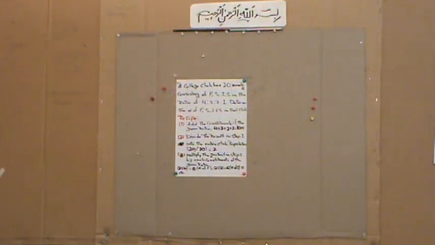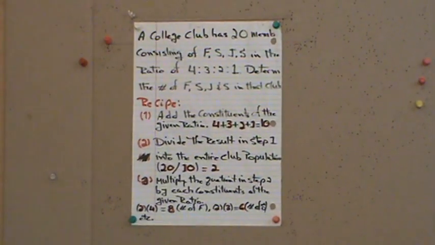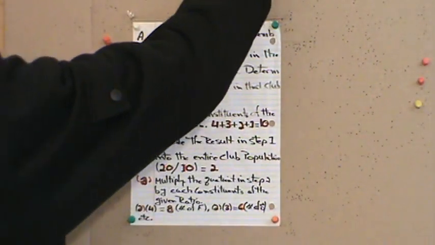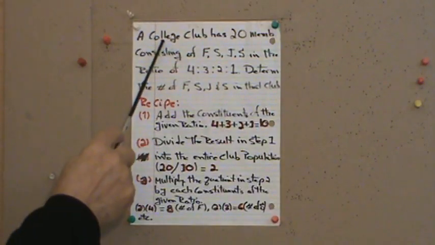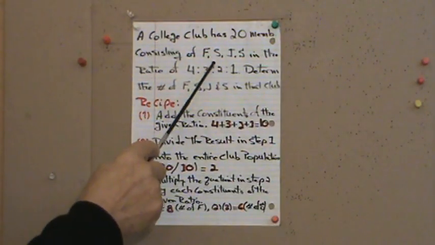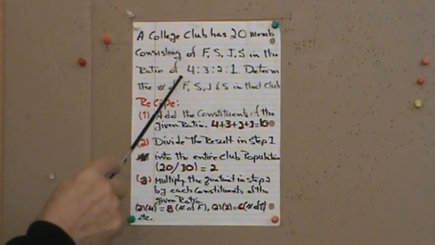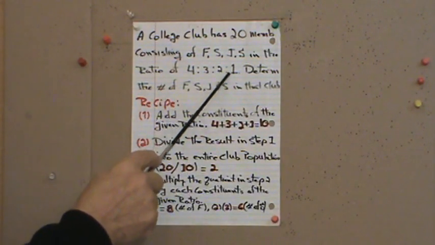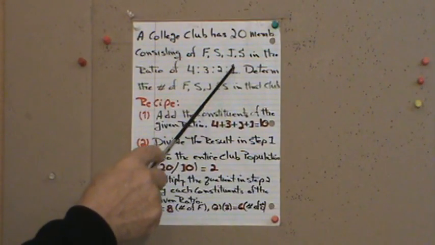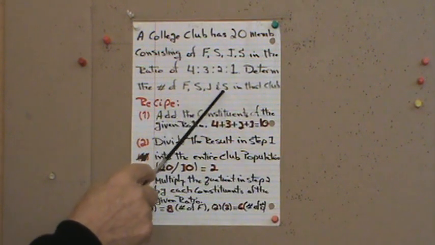And I'm going to stay out of your way and zoom this one so that it's more visible to you. Okay, let me read it. A college club has 20 members consisting of freshman, sophomore, junior and senior, in the ratio of 4 to 3 to 2 to 1, respectively. Now the question is determine the number of freshmen, sophomore, junior, and senior in that club.